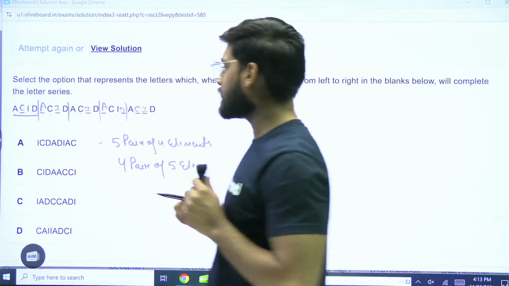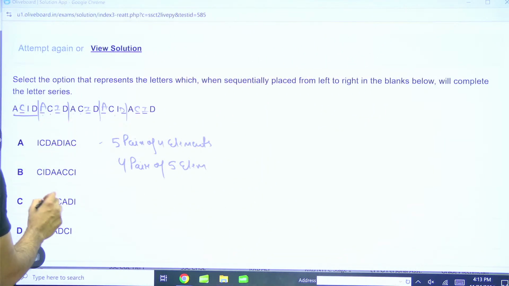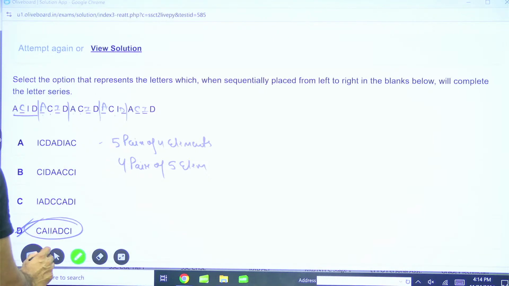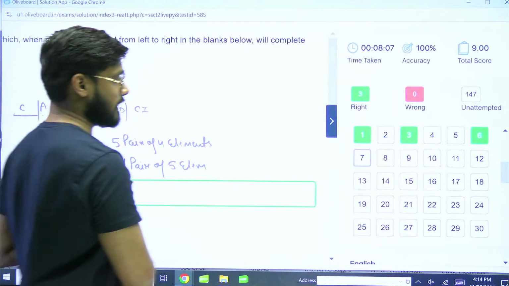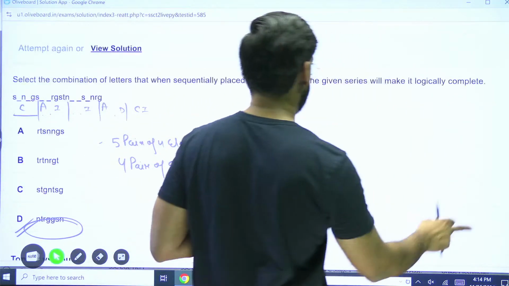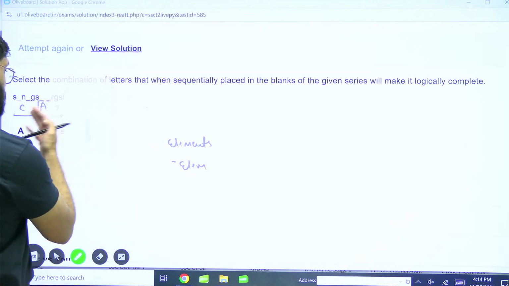So the right answer should be CAII. Option number D is matching CAII, so let's mark D. Yes, D is the right answer. Eighth question on our screen, again from the repeated series.